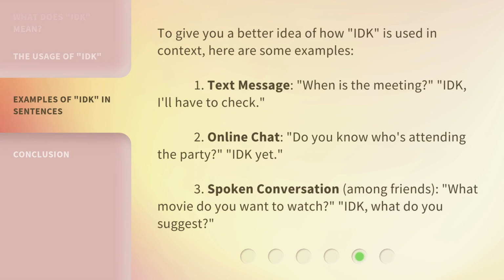To give you a better idea of how IDK is used in context, here are some examples. 1. Text message. When is the meeting? IDK. I'll have to check. 2. Online chat. Do you know who's attending the party? IDK yet. 3. Spoken conversation among friends. What movie do you want to watch? IDK. What do you suggest?